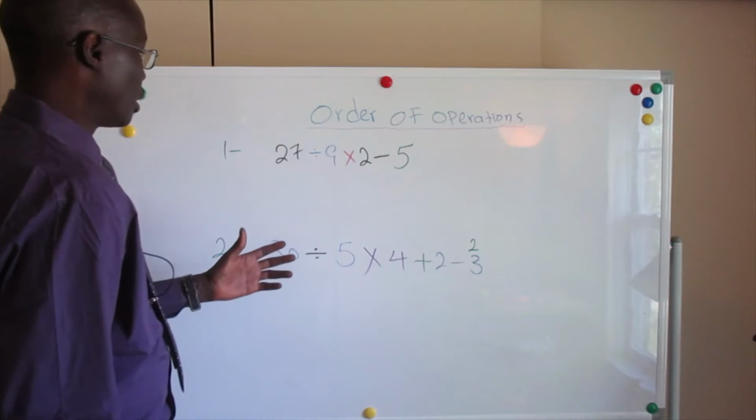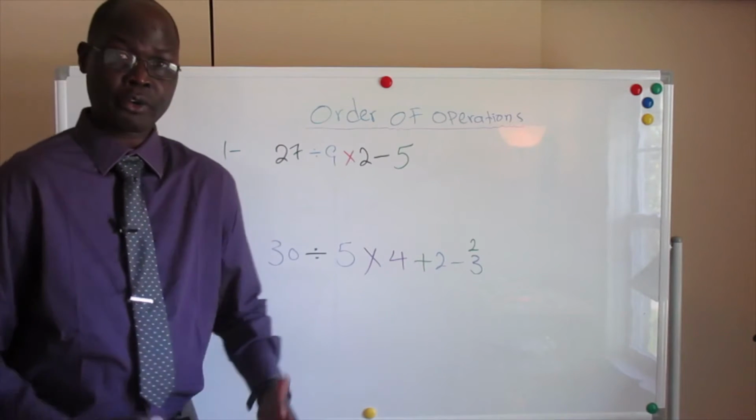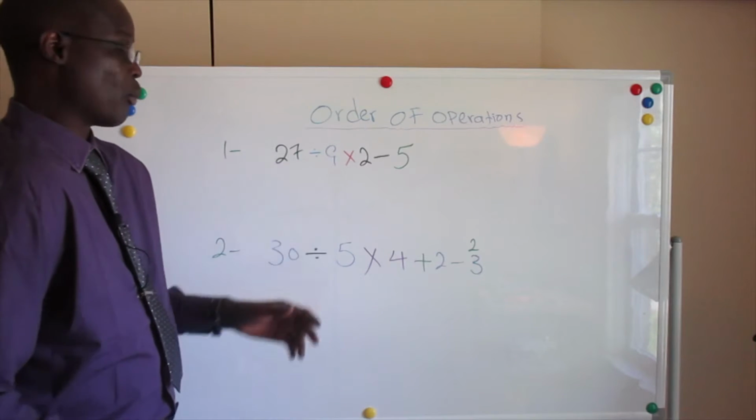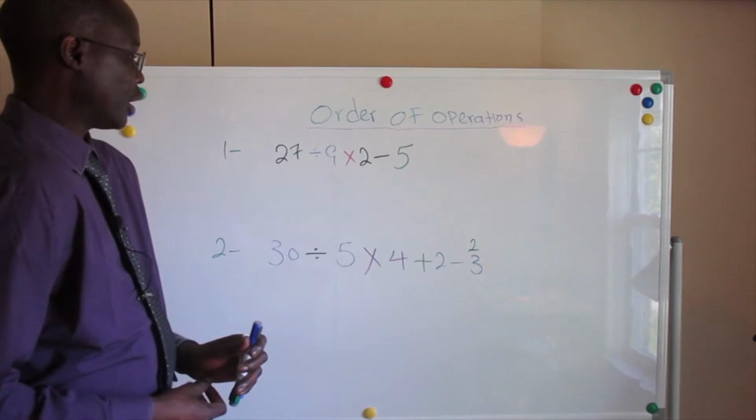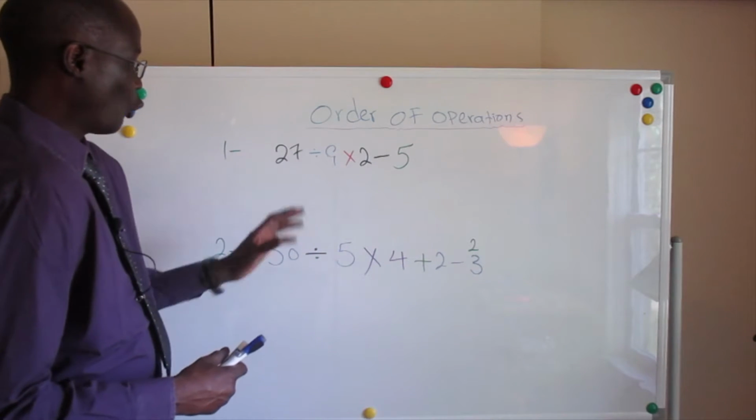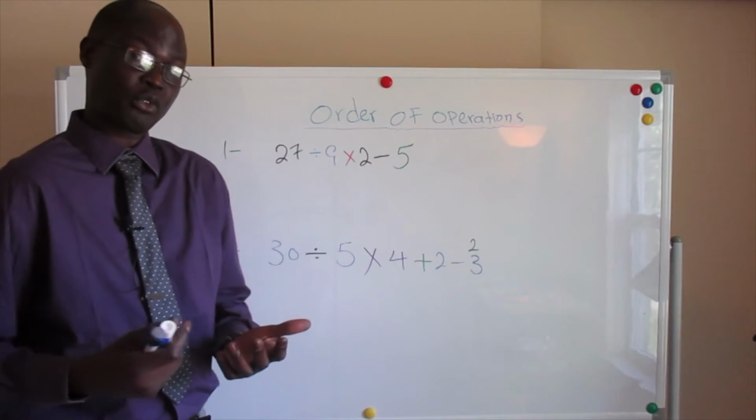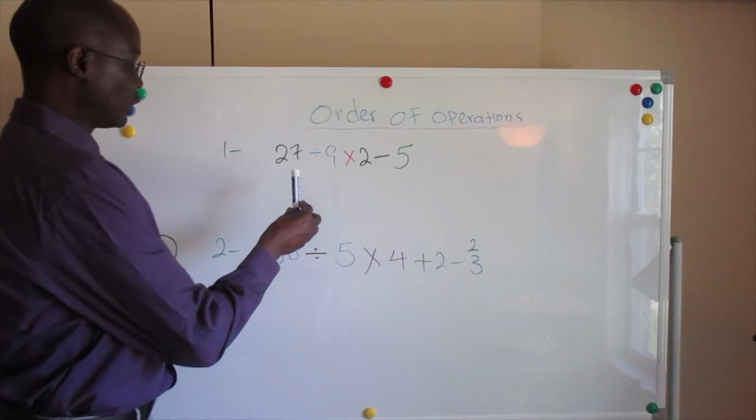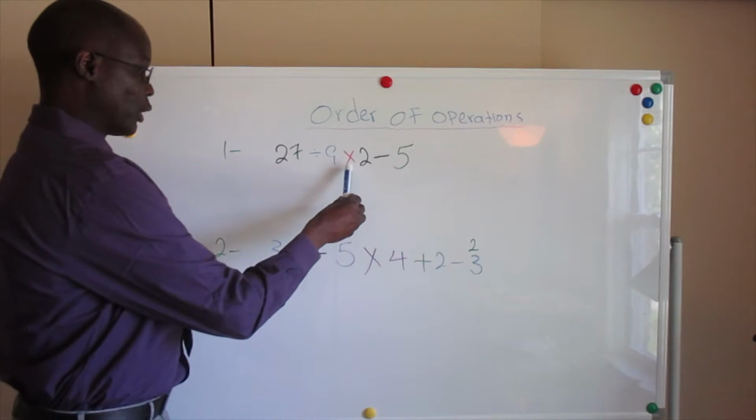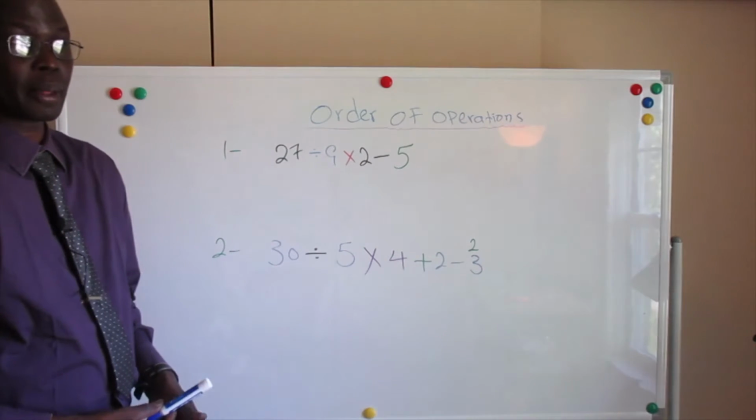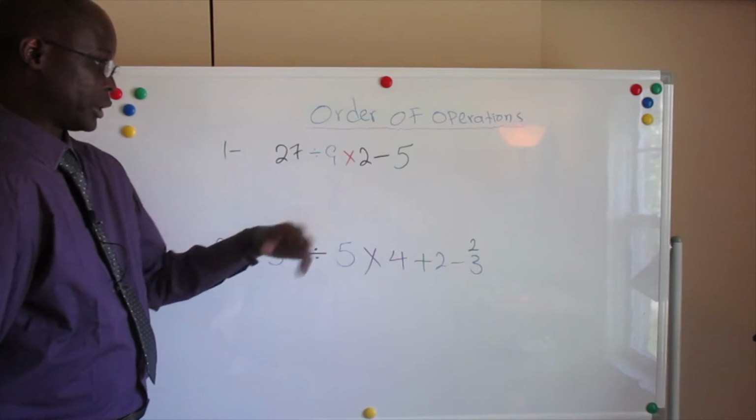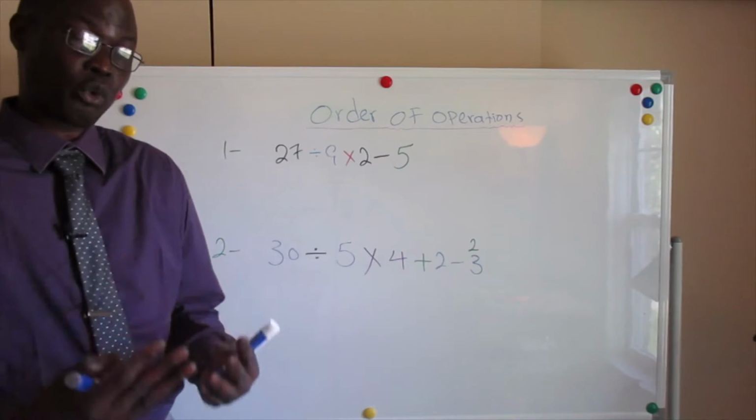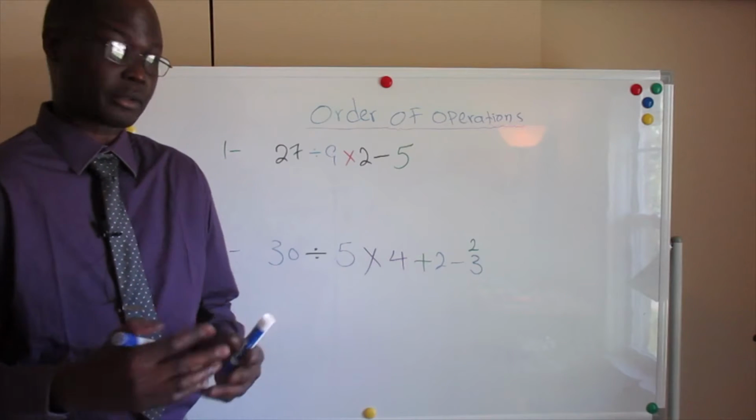In this video, we will learn the order of operations. When you have more than one operation, you need a way to decide which one should be performed first. If you look at the first example we have here, we have addition, multiplication, and subtraction. We have more than three operations. In that case, we should have a way to decide which should be performed first.